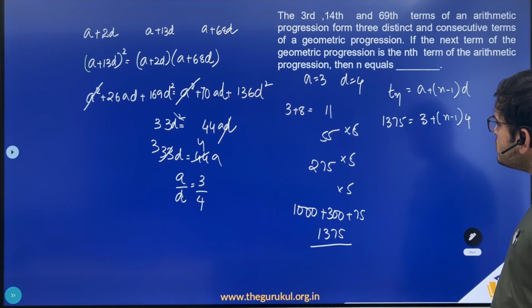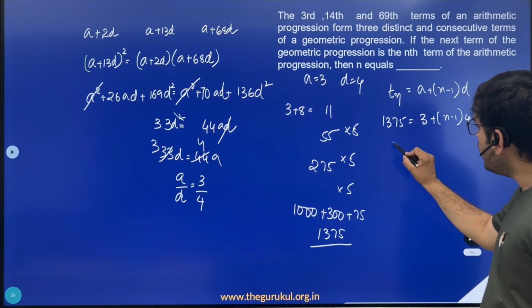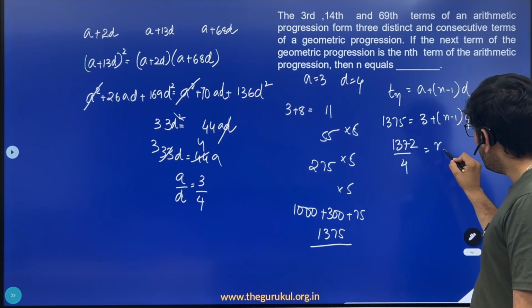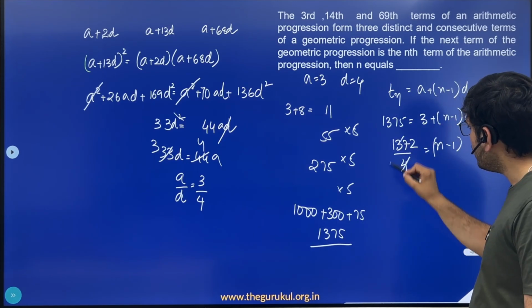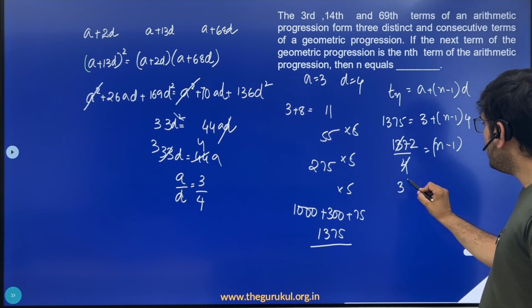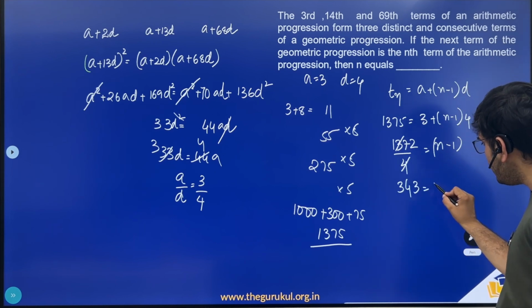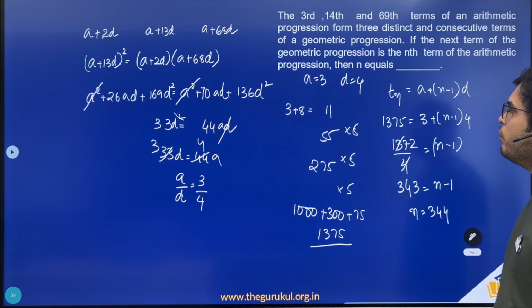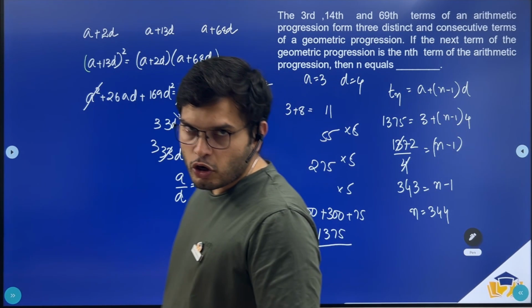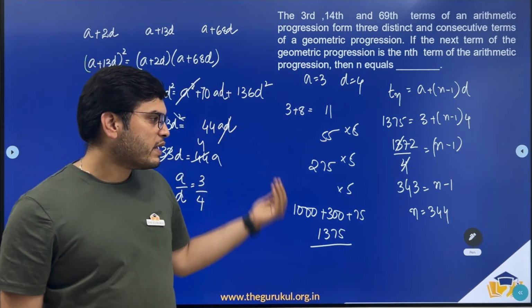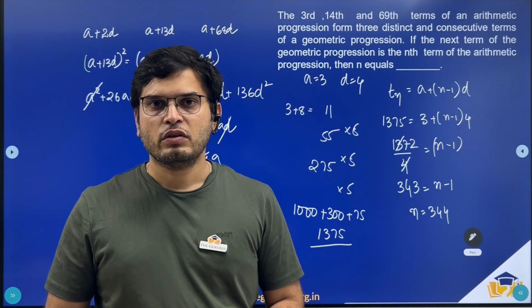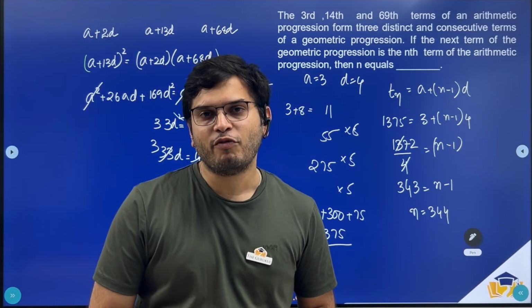Now 1375 minus 3, 1372 by 4 is equal to n minus 1. Now this is 343. Now 343 is n minus 1, or n is equal to 344. Right. So the next term in that geometric progression would be the same as the 344th term in the given arithmetic progression. So the answer for this question should be 344.